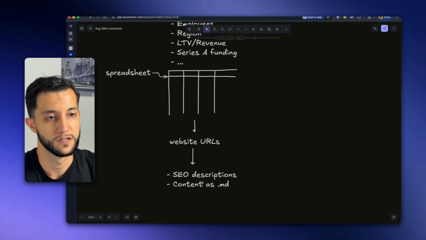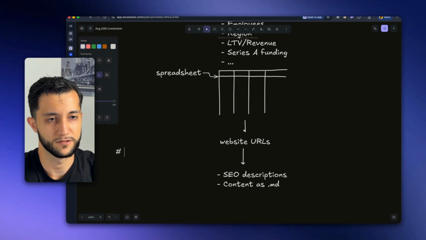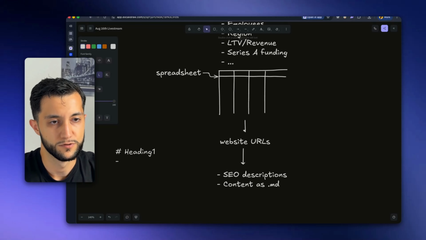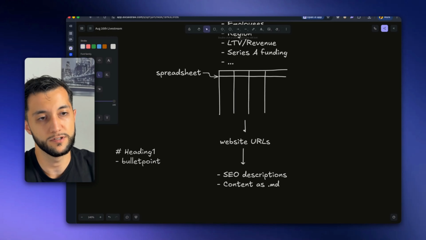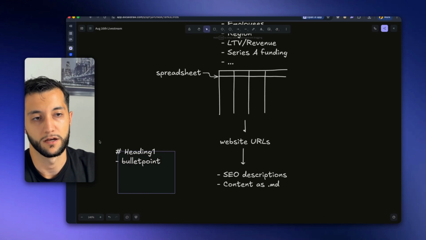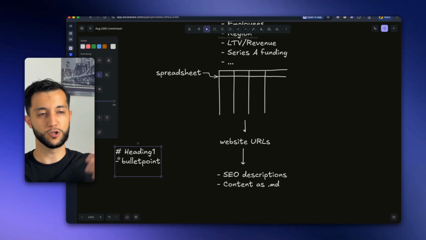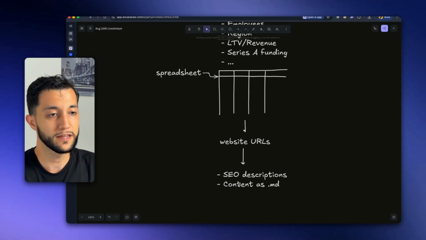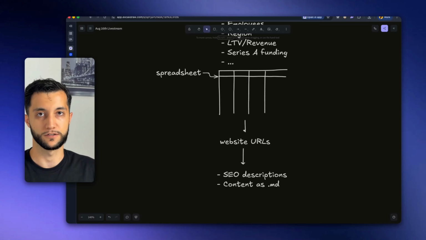Markdown files, .md. Markdown is a type of writing. If you have one hashtag, it's heading 1, and if you use a dash, it would be a bullet point, right? It's basically very easy to read text for AI. That's what we're trying to get. It has zero formatting other than this. It doesn't have any colors. It's just plain text, basically. So we'll get the content of their website and the SEO descriptions as markdown files.